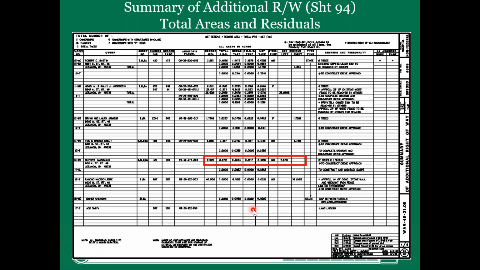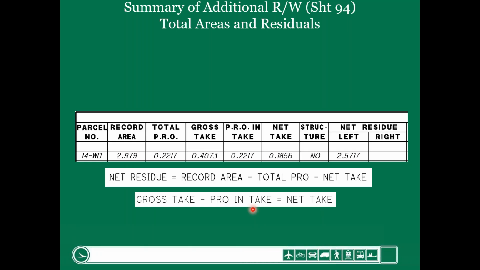So with that being said, moving on here, I'm going to spend a few minutes talking about how the math works out. Now that you have an understanding of what each column is and how it relates to the right-of-way plan sheets, I want to show you that there is a mathematical formula to this as well and how it works. So net residue, which is over here, and I picked a different parcel. I don't want to use the same one. I want you guys to use your thinking caps here. We went with 14 WD. The net residue is 2.5717 acres. So that is what we're trying to come to.